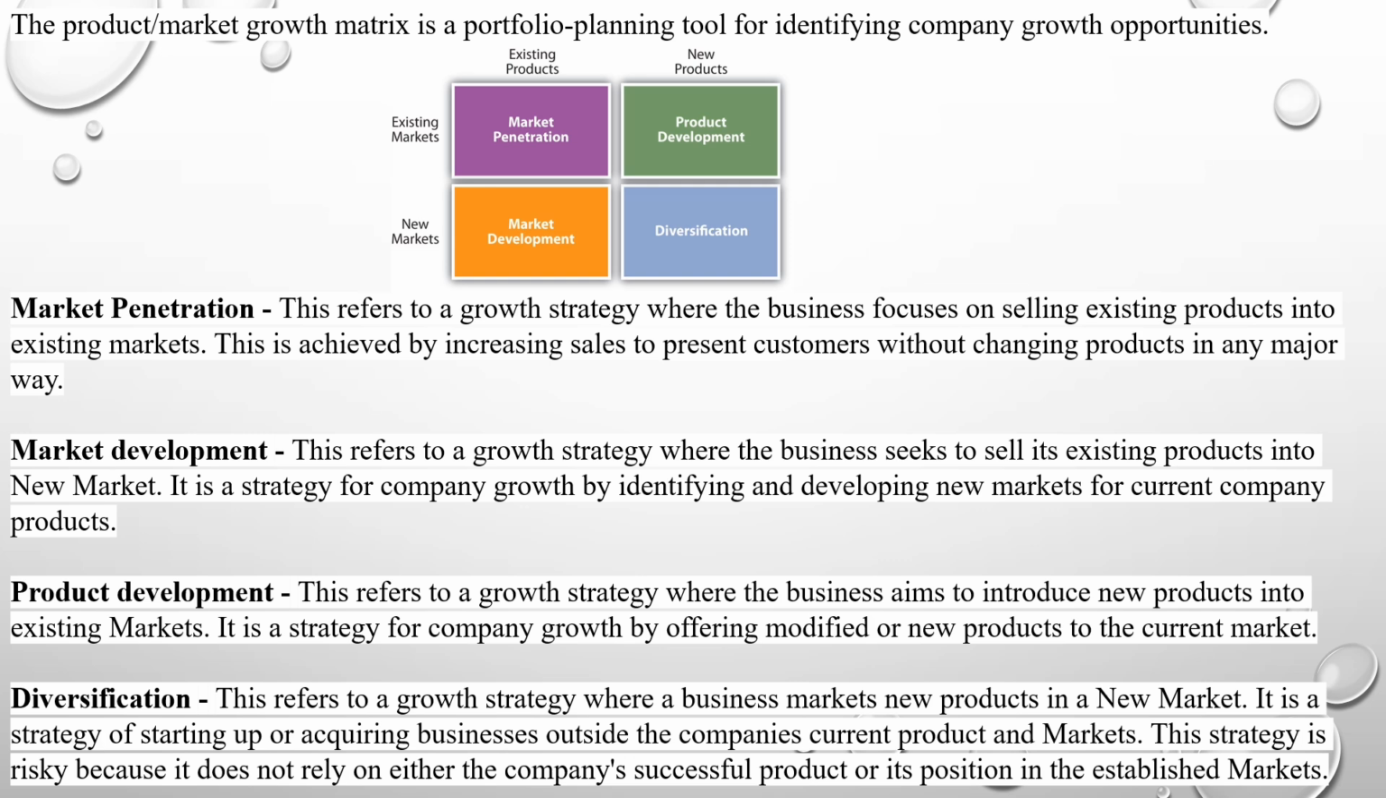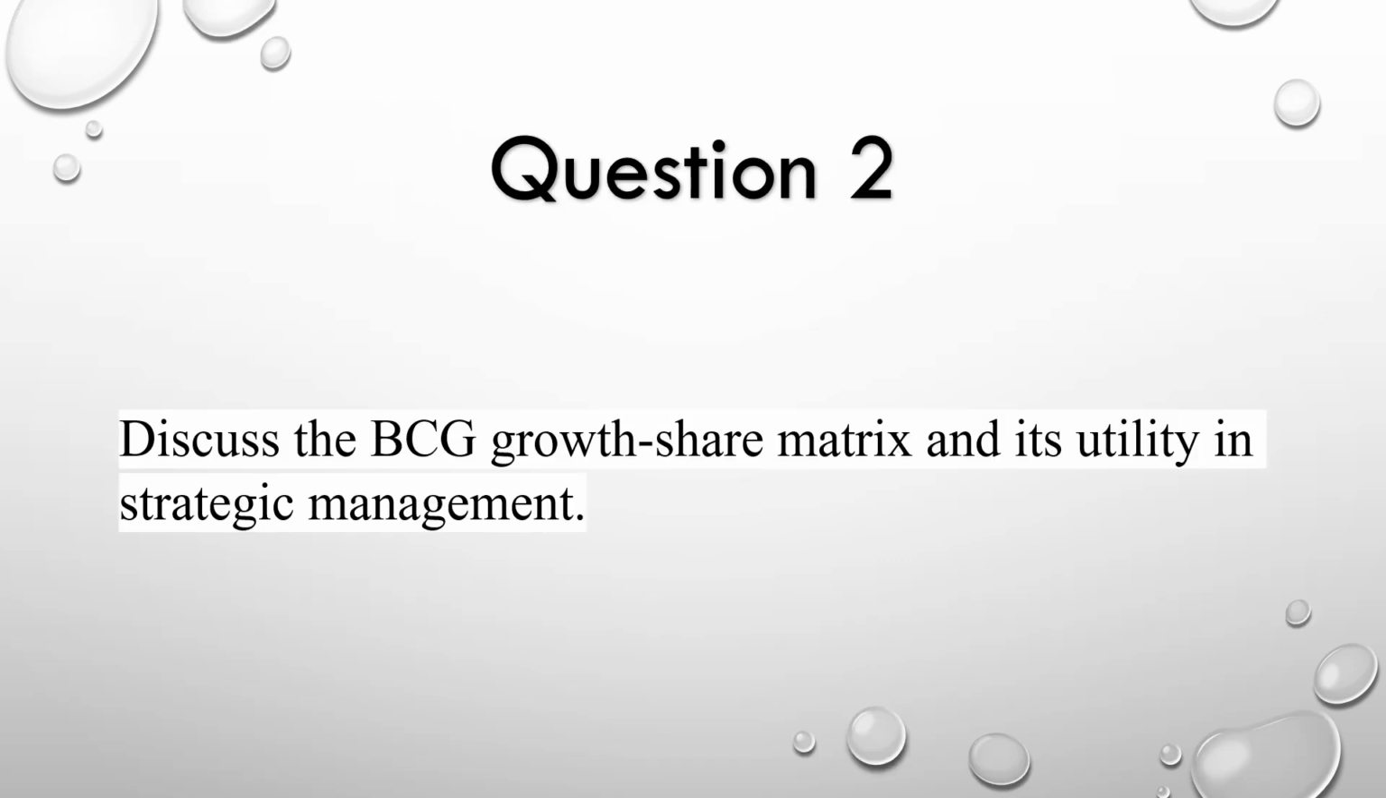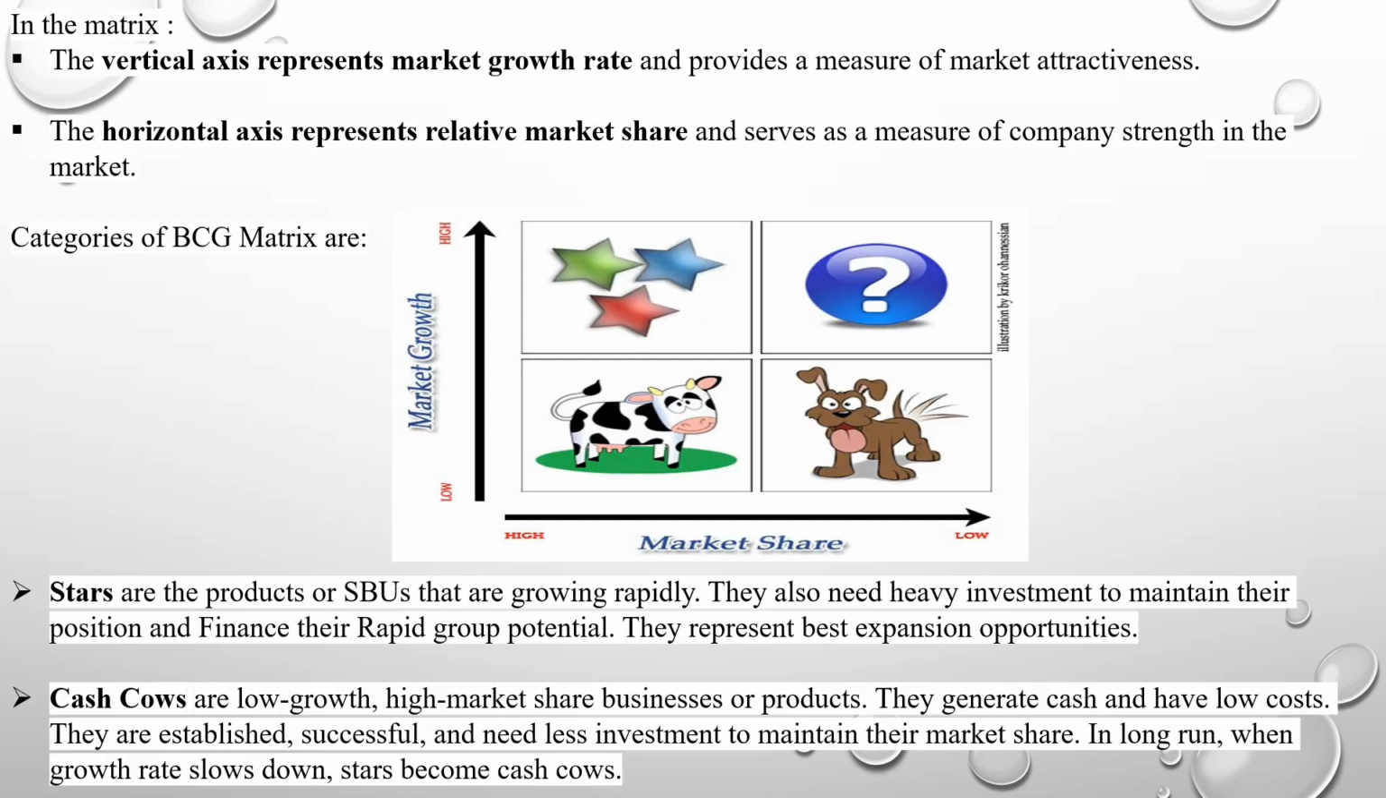Question number 2 is discuss the BCG growth share matrix and its utility in strategic management. In BCG matrix, the vertical axis represents market growth rate and provides a measure of market attractiveness, whereas the horizontal axis represents relative market share and serves as a measure of company's strength in the market. Categories of BCG matrix are stars, cash cows, question marks, and dogs.